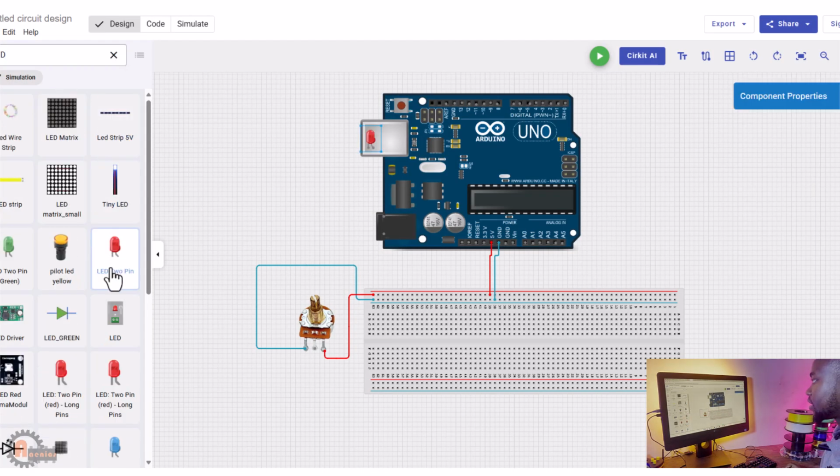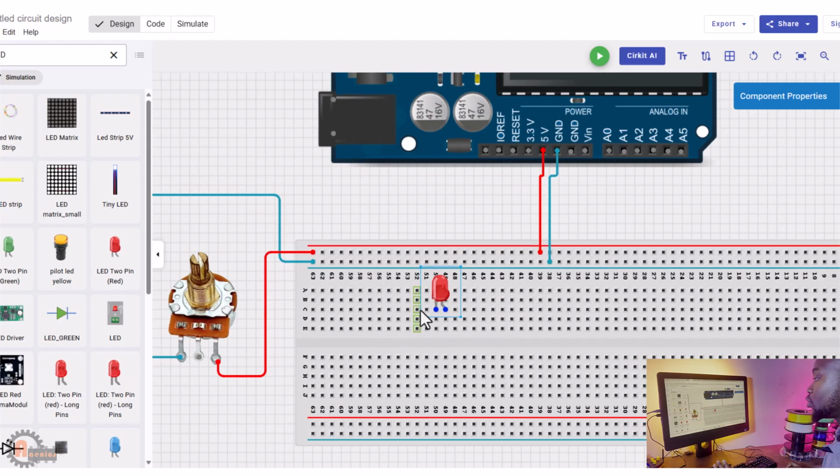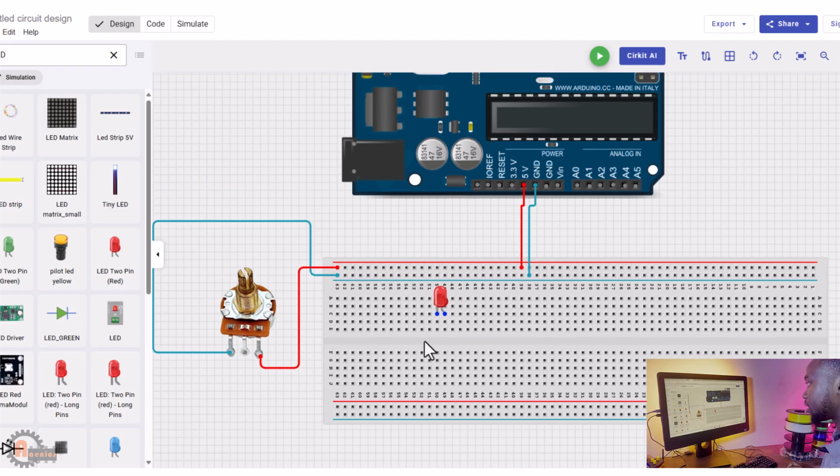So I can see this red LED here. Let me put it somewhere on the breadboard. Again, mind you, the LED is a polarized component, which means it has a designated positive and a designated negative. I showed us how to find that in the previous episode. Kindly refer to it if you have no idea what I'm talking about right now.